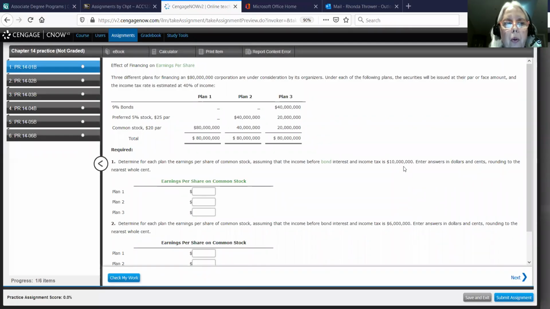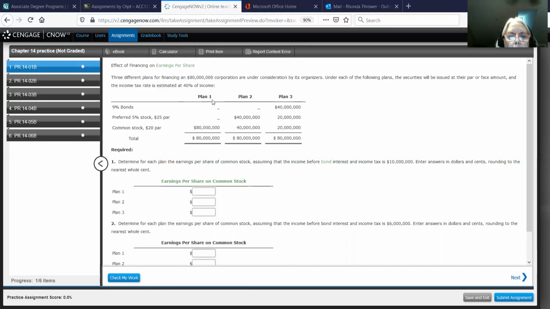Okay, for problem 14, 1B, we're still going to be a corporation in this chapter. And what we're going to be looking at in this particular problem is how we can raise money for our corporation. We're going to look at three plans, and we want to raise $80 million for our corporation. Under each of these plans, the income tax rate is going to be estimated at 40% of your income.